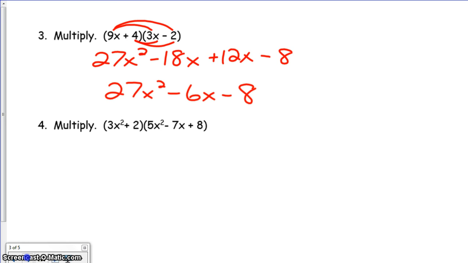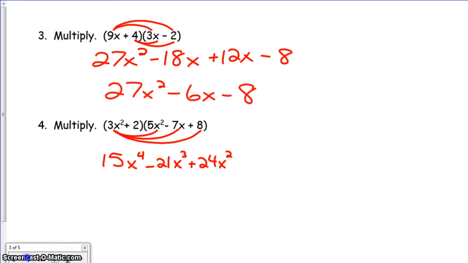Next, we're multiplying a binomial by a trinomial. So again, we have to FOIL it all out. So 3x squared gets multiplied by every term in that second parentheses. So 15x to the fourth minus 21x cubed plus 24x squared.